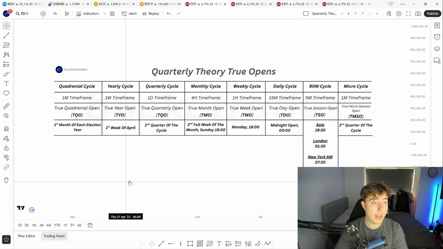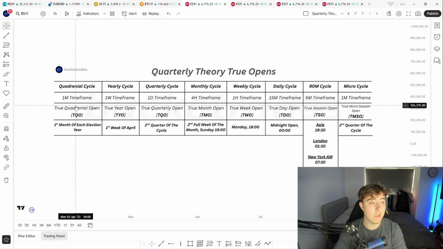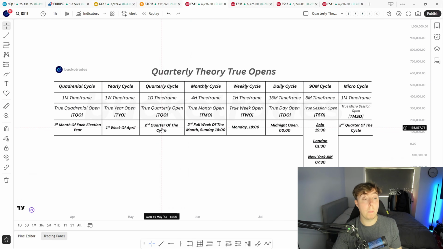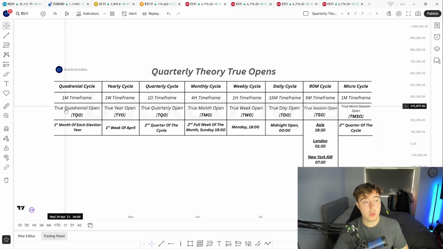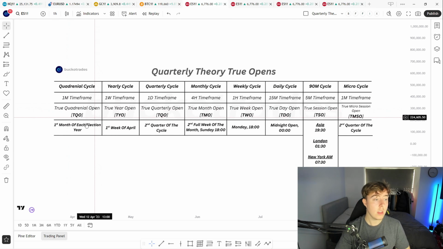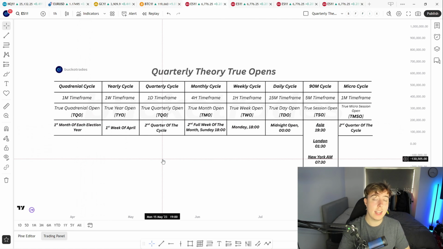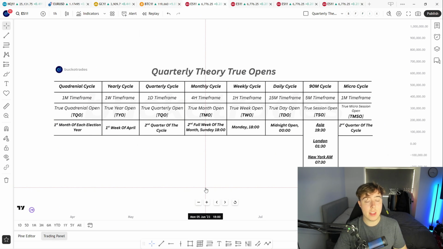So the quadrennial, as you guys know, is comprised of 4 years. First year is Q1, second year is Q2. That second year that comes along, mark out the very first candle of Q2. Mark out that open, boom, that is your true quadrennial open. And that will be the first month of each election year, because remember, like I said in the previous video, each election year is Q2 of the quadrennial cycle, and we view it on the monthly time frame. So that first monthly candle that prints of the election year, mark out the open, and that is your true quadrennial open.